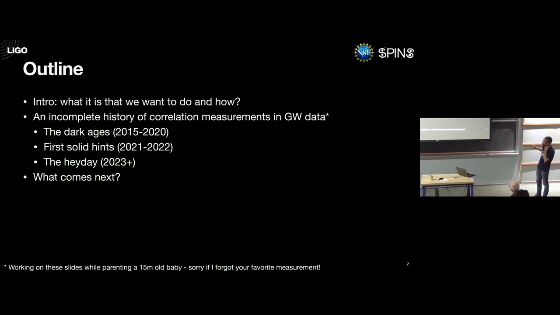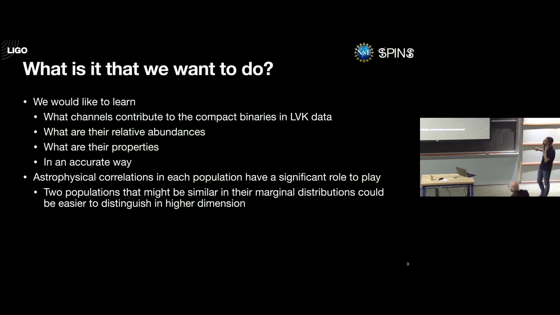All right, so first of all, what do we want to do? I guess we all agree we would like to learn what channels contribute to the compact binaries that we're seeing in LVK data, found either by the LVK or outside groups, and measure the relative abundances, if more than one of them is contributing signals, what the properties are of the individual channels, and dare I ask, in an accurate way, right? To me, that's a very important point.